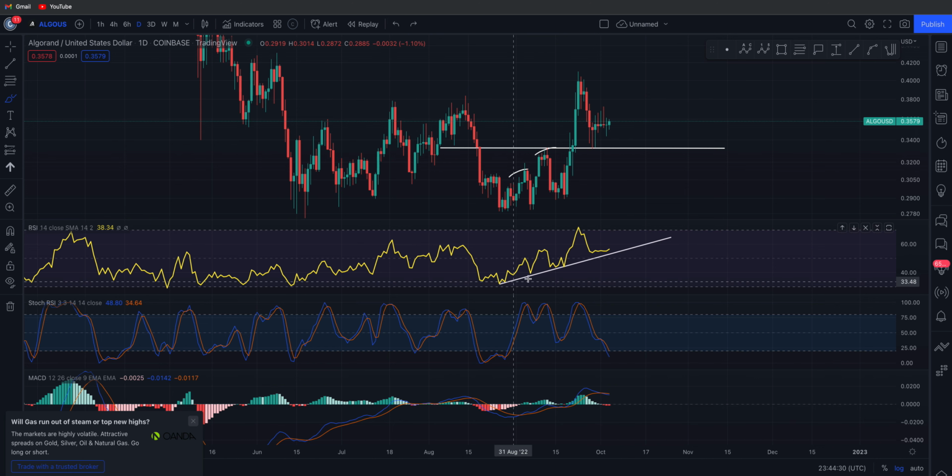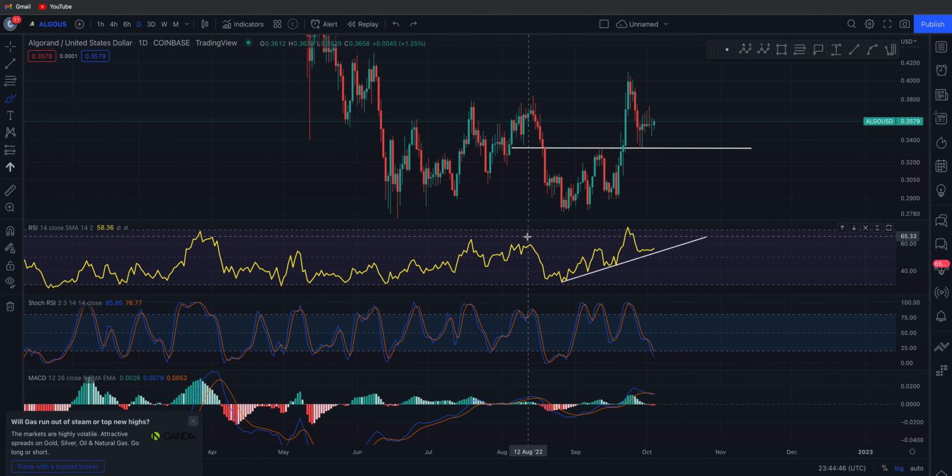It's just a rising level of support that if you come down to, you're likely to get a bit of continuation back up to the upside. If you do lose it, then you could expect that you're going to come down and lose 33 cents support and start to come back down again. So keep that trend line in on the RSI.